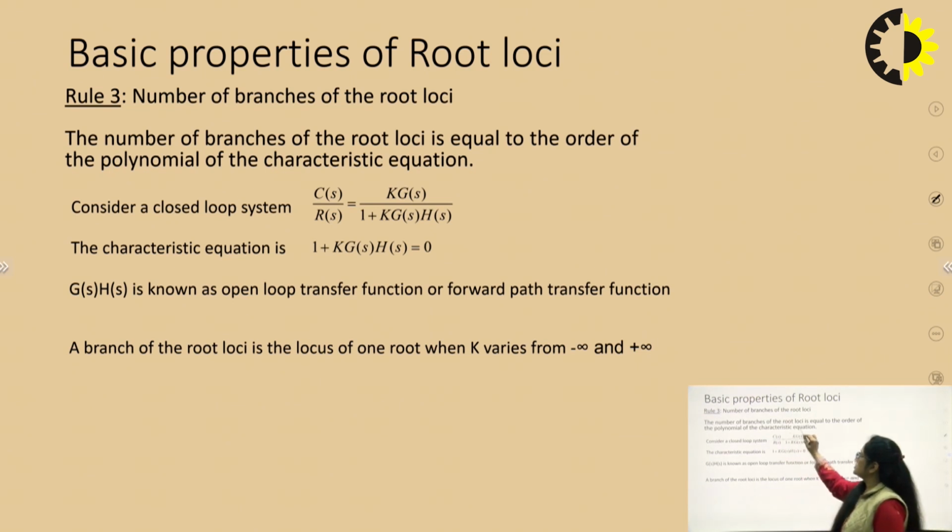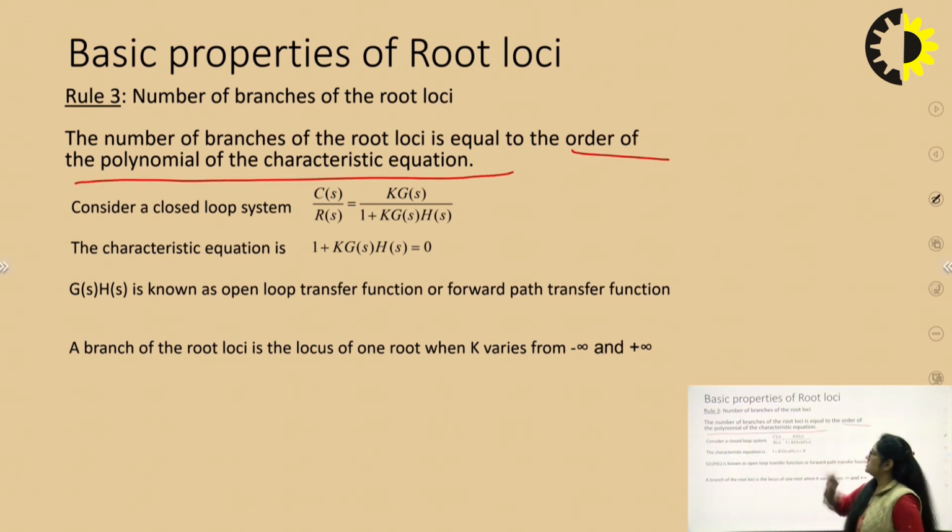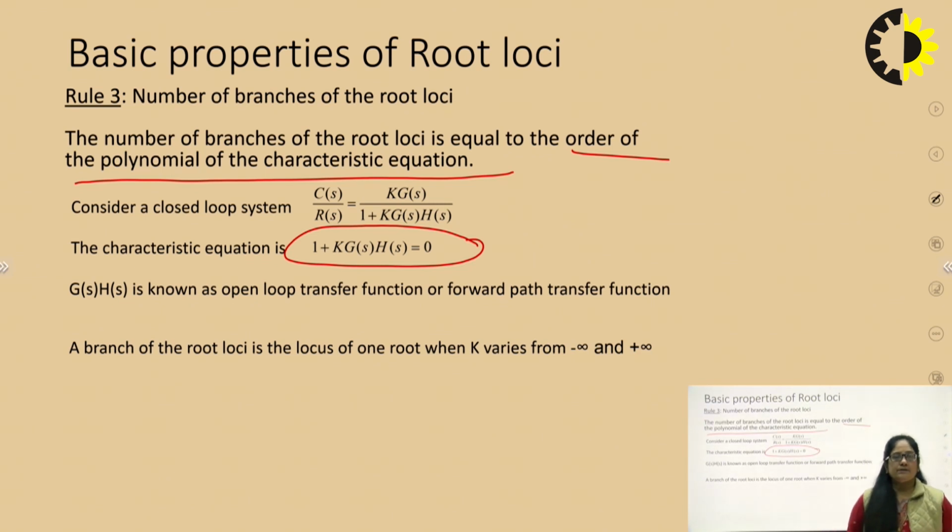The number of branches of the root loci is equal to the order of the polynomial of the characteristic equation. So, what is the order of the characteristic equation? It represents the poles of the transfer function, right? As many poles as there are, that many branches will be there of the root locus. So, G(s)H(s) here is the open loop transfer function or the forward path transfer function.